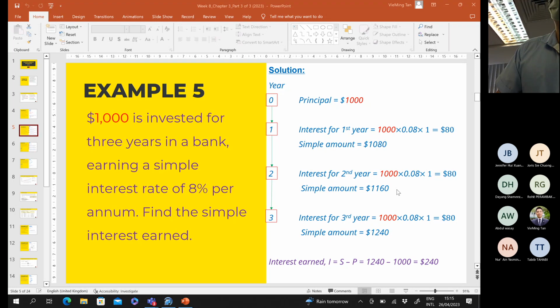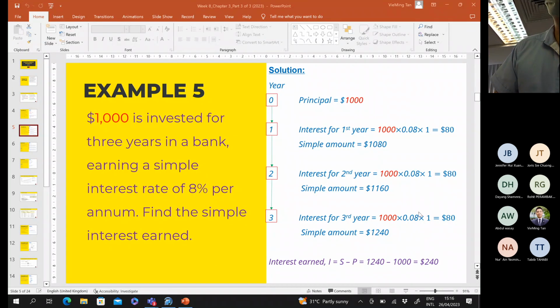Then how about year 3? How much interest will be earned? For simple interest, the formula to calculate interest earned is still I equal to PRT. So I get 1,000 multiply 8%, multiply 1 year. So year 3 is also equal to $80. This is the simple interest earned. Then how much is the accumulated amount at the end of year 3? The accumulated amount at the end of year 3 will be 1160, that is the year 2 accumulated amount, plus the interest earned in year 3.